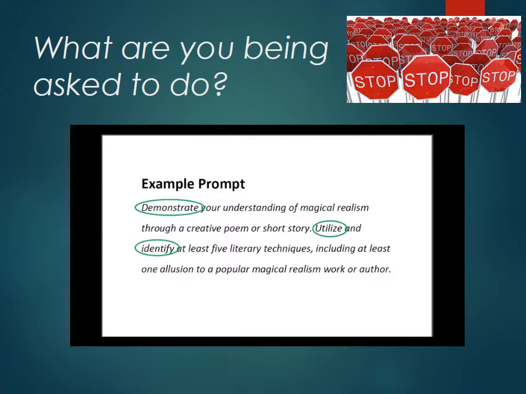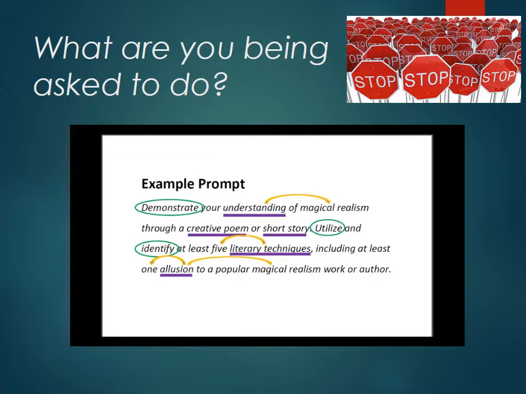First, begin by circling all of the action verbs. In this prompt, you can see that the writer is to demonstrate, utilize, and identify. But what? That's the next step. Underline all major nouns in the prompt that answer how you are to perform those action verbs. In this example, you can see that you are to demonstrate an understanding through a creative poem or short story, and utilize and identify literary techniques including an allusion. That's a great start, but there are still details embedded in this prompt that we need to identify.